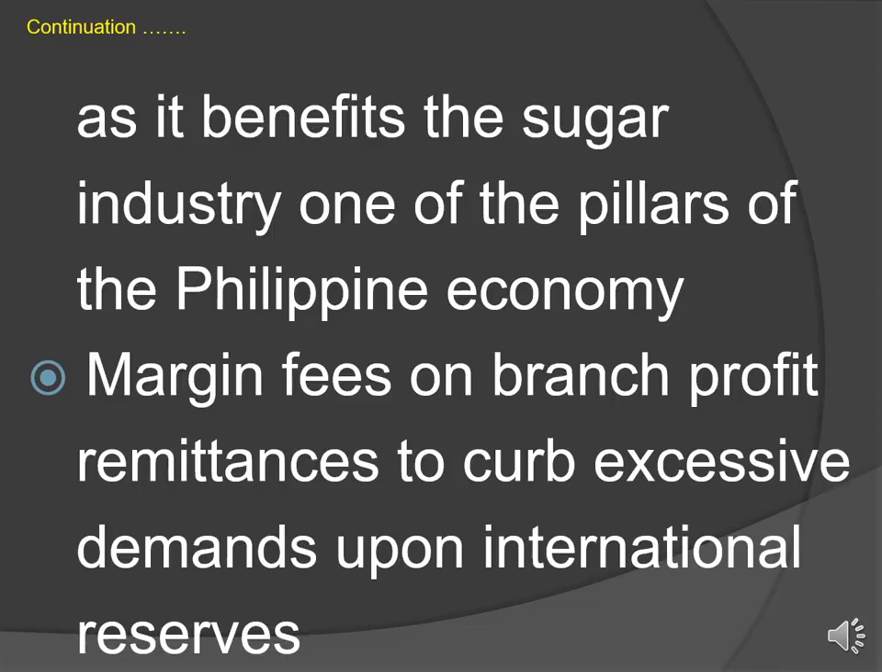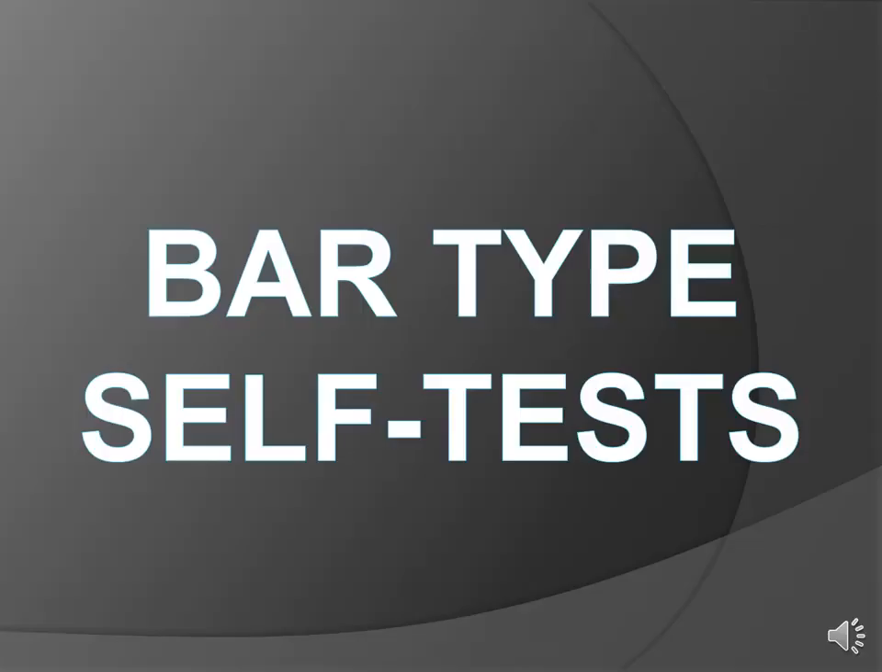And then we have the case of Caltex, where the Supreme Court held that the imposition of margin fees on branch profit remittances to curb excessive demands upon foreign international reserves is an exercise of police power and not the power of taxation. So let's have a look at typical bar questions that could be evolved out of the area that we just discussed.